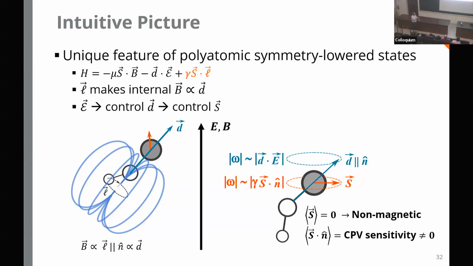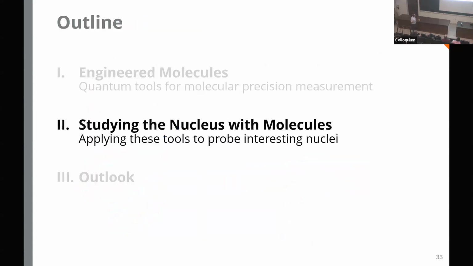And importantly, we don't get rid of the sensitivity to the physics that we're interested in. The CP violation sensitivity comes from the interaction of, for example, the electron spin with this internal electric field along the symmetry axis, which is not zero in this condition. And in fact, it's essentially about the same size as it is in any other condition. So now we have these tools, and we're interested in using them to probe interesting nuclei.